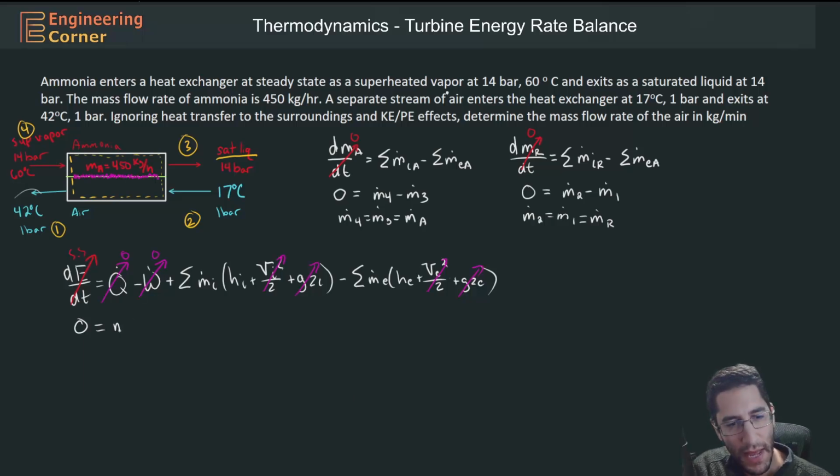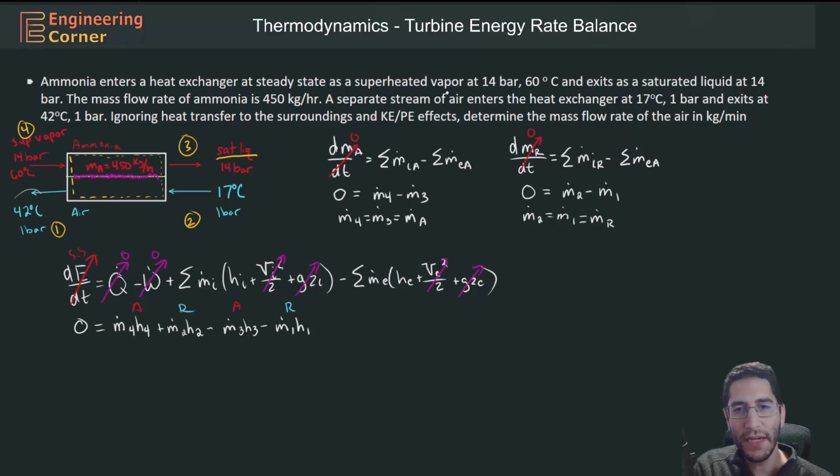Inlets are going to be m dot 4 H4, plus m dot 2 H2 for my air, and then minus m dot 3 H3 minus m dot 1 H1. So this one is air, this one is air, this one is ammonia, this one is ammonia.